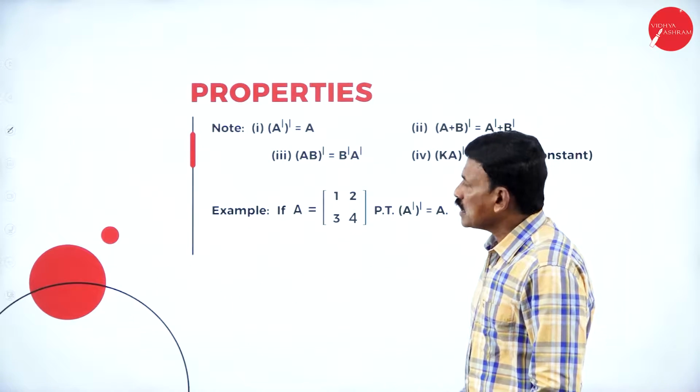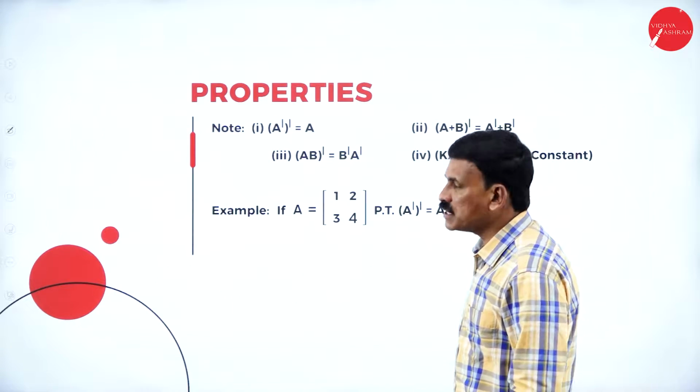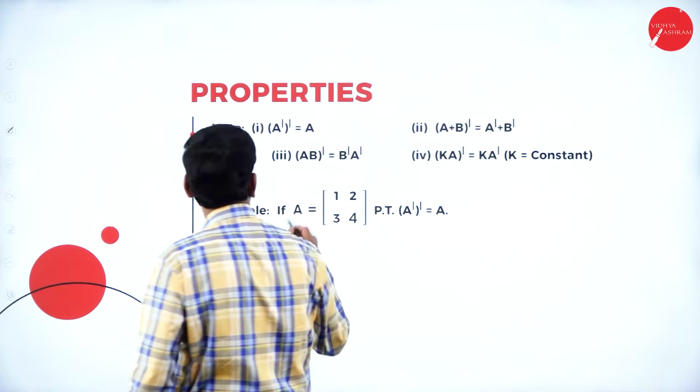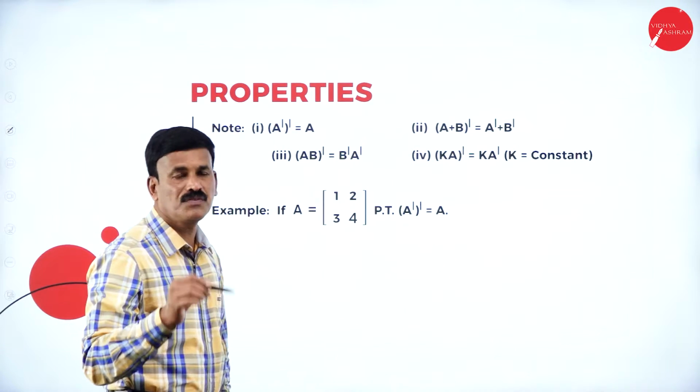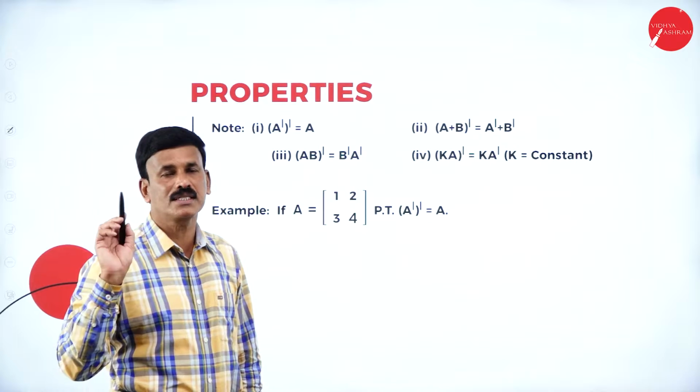Now, let us come to the very important properties. The transpose of a transposed matrix is always equal to A. If you transpose a matrix 2 times, you will get the same matrix.